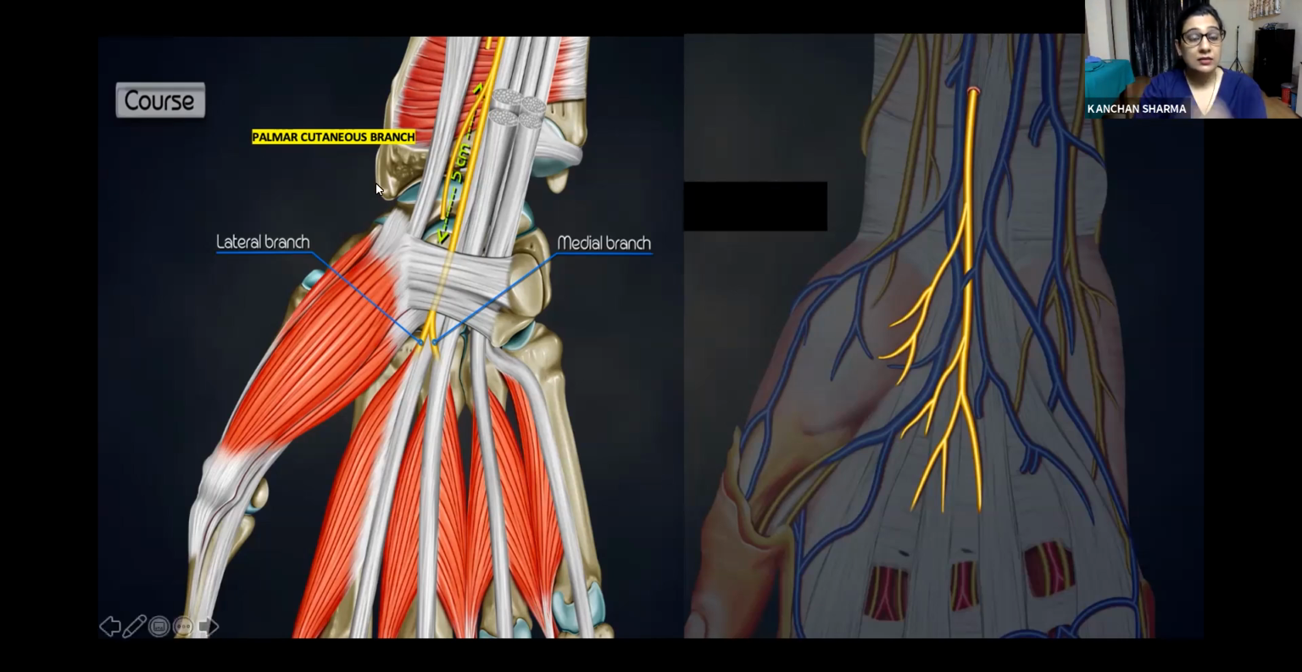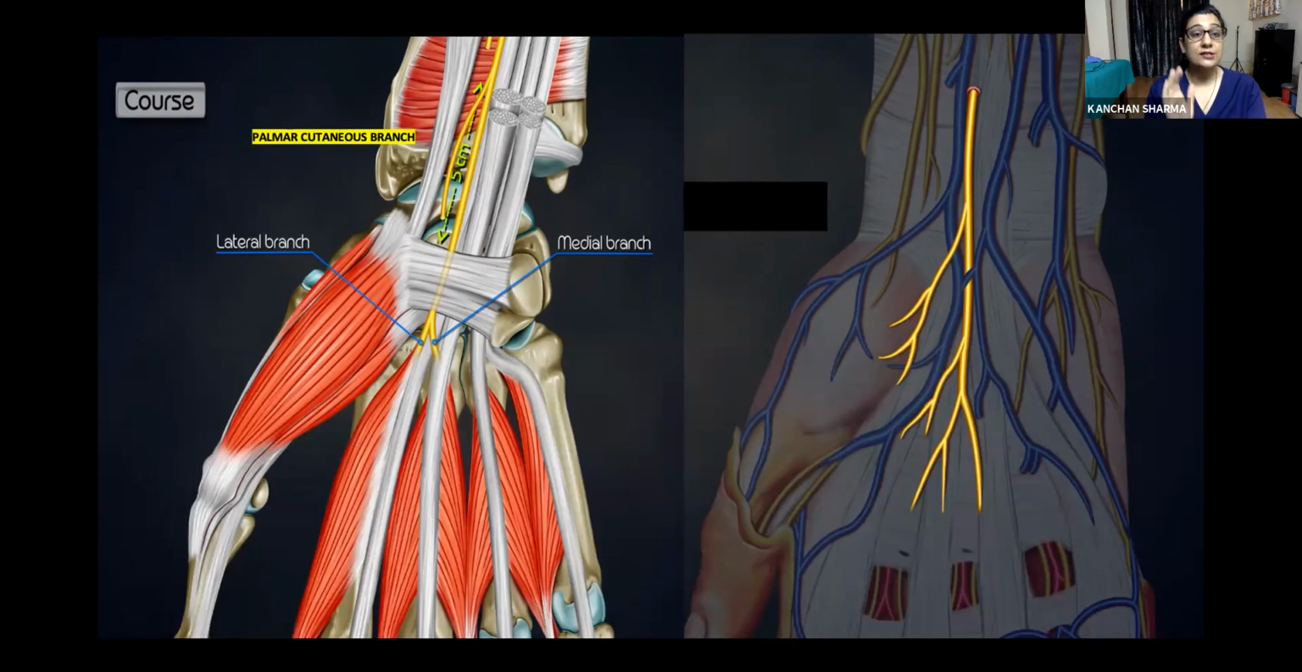In the same way, about this median nerve, there are only two things you need to remember in the carpal tunnel. I'm not talking about the proximal course. Before this median nerve enters the carpal tunnel, approximately 5 centimeter proximal to the carpal tunnel, at the level of scaphoid and pisiform, if you go up, it gives off a branch known as the palmar cutaneous branch.